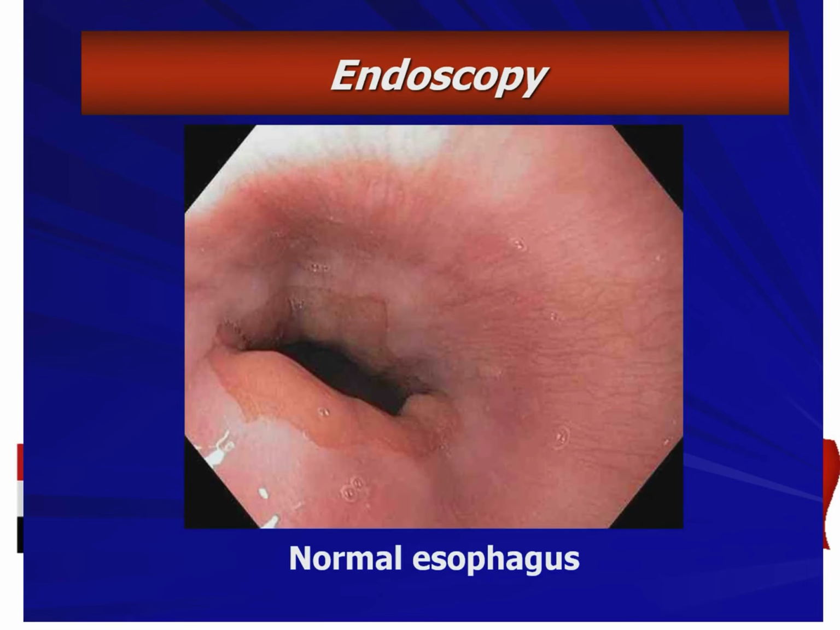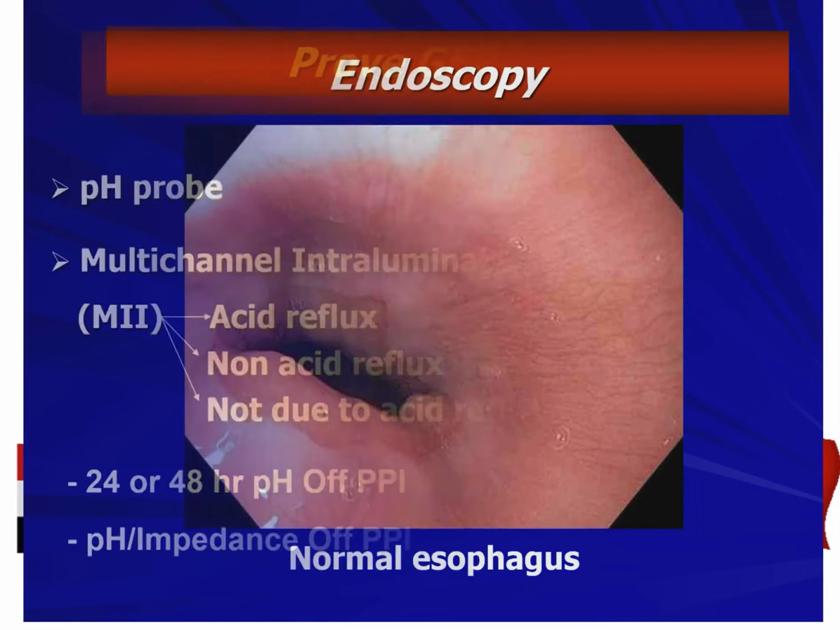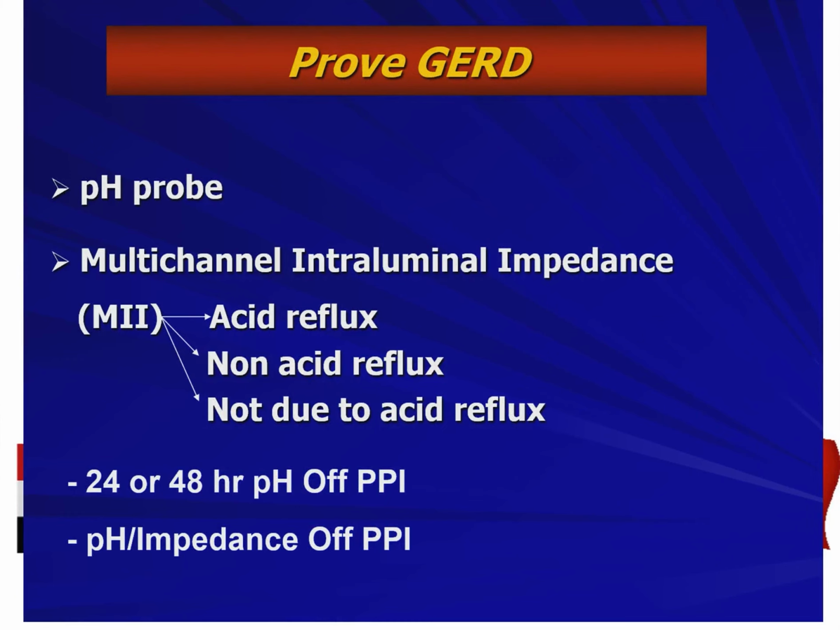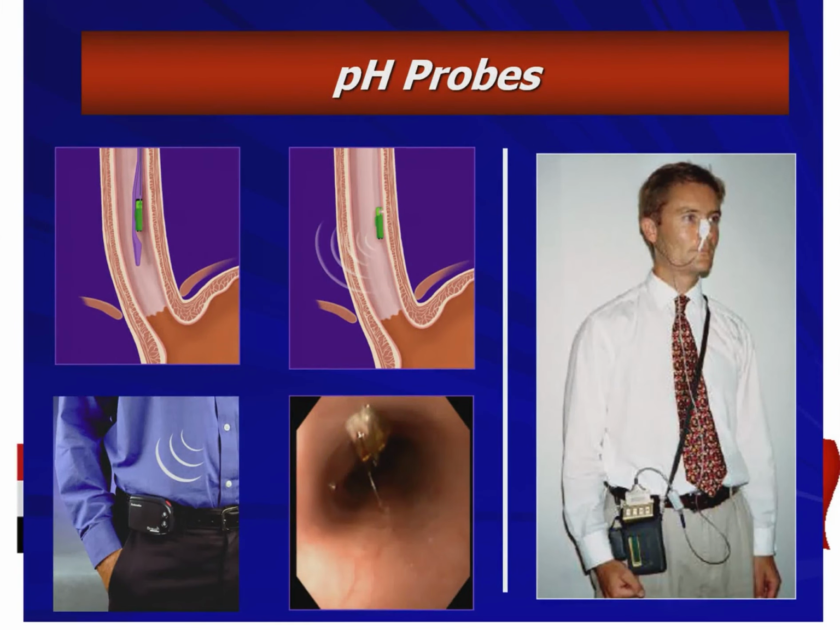So if we do endoscopy and we find this picture, this is a normal esophagus. This does not exclude the presence of gastroesophageal reflux disease. If you see this picture, we go to a further step. We go for pH probe.